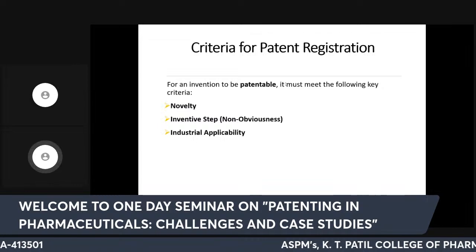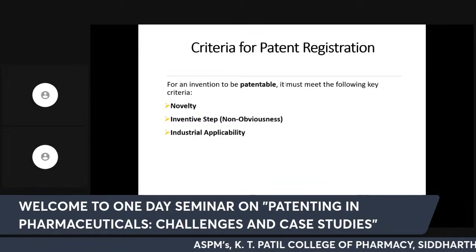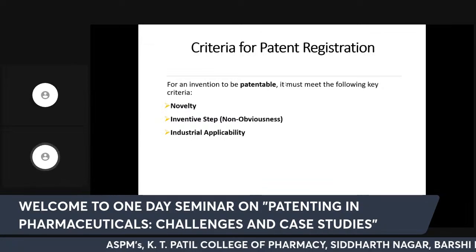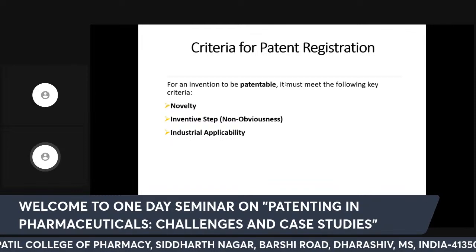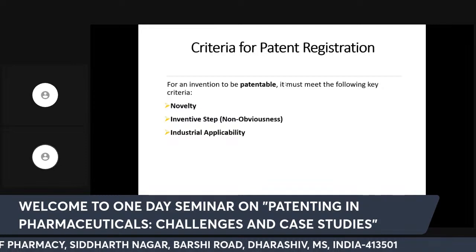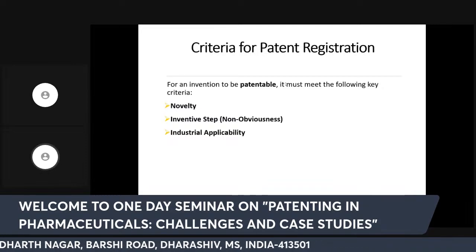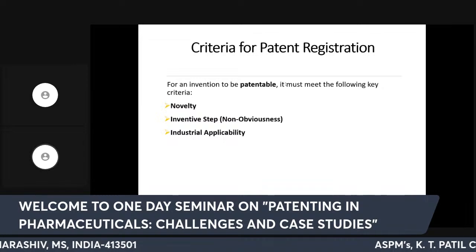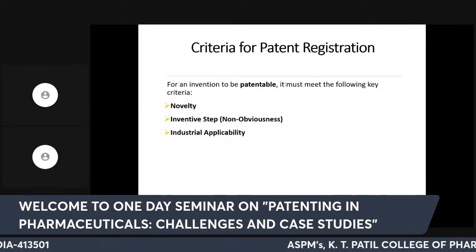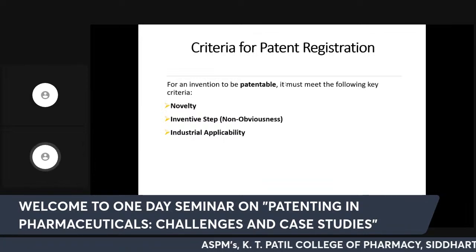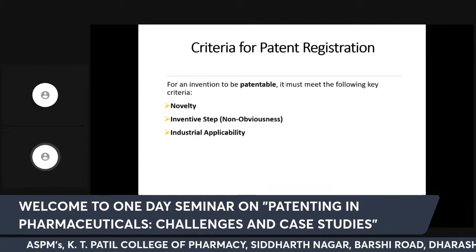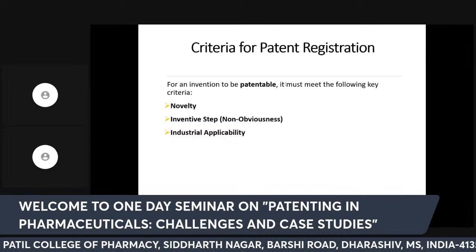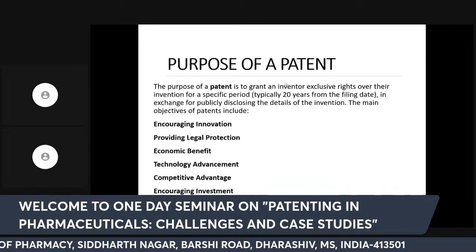Now, the third is industrial applicability. These are the criteria which need to be fulfilled to file a patent. The industrial applicability tells us that the invention must be capable of being used in an industry and should have practical utility. So it should be new, it should be inventive, and it should be industrially applicable. These are the criteria for patent registration. So now let's see the next slide.